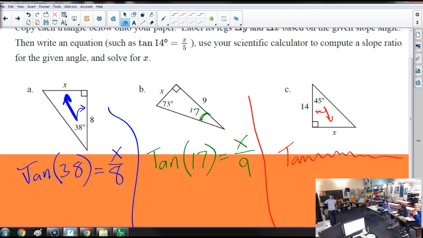Because we don't need to do any math. Because we know it's 14, it's 14. What type of triangle? It's isosceles.